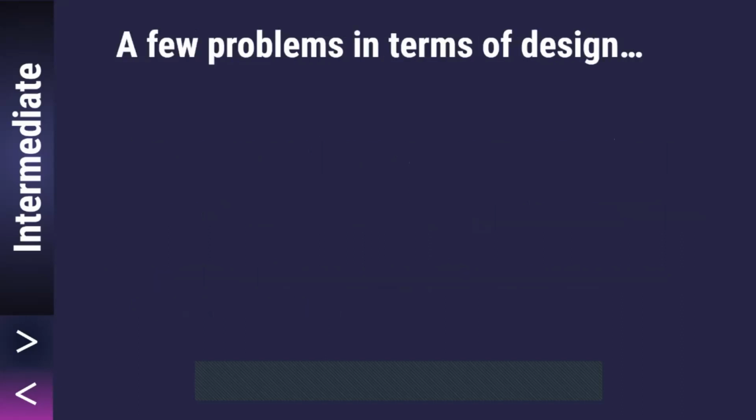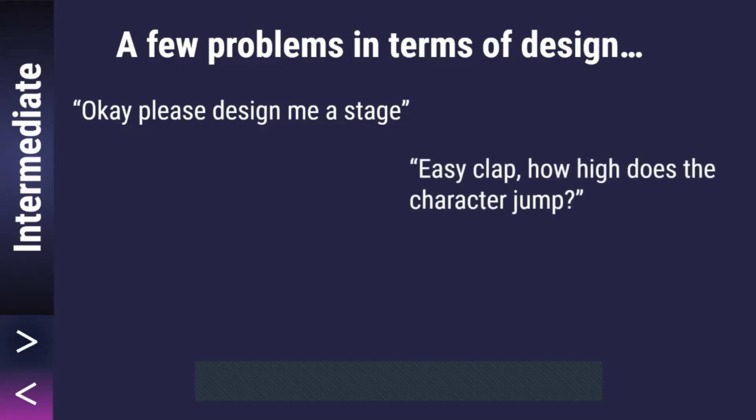Okay, so let's look at designing a platformer. There are a few problems in terms of design when you design your own platformer. You could say to your game designer, please design me a stage, and the designer replies, okay, easy. How high does the character jump? And you as the programmer, as you calculated just now, have a jump speed variable, so you reply, oh, 1.5 units per second. And the designer just looks at you and goes, what does that even mean? What do you mean 1.5 units per second? This could cause a lot of confusion.